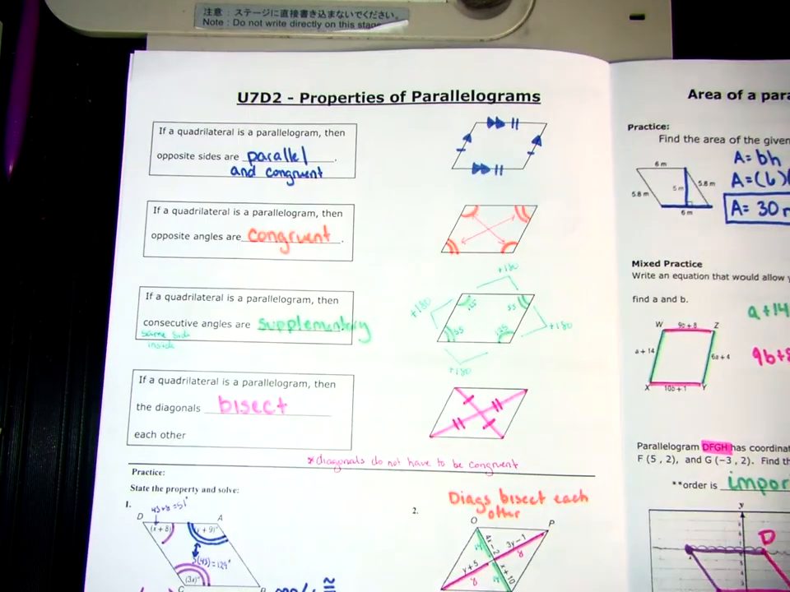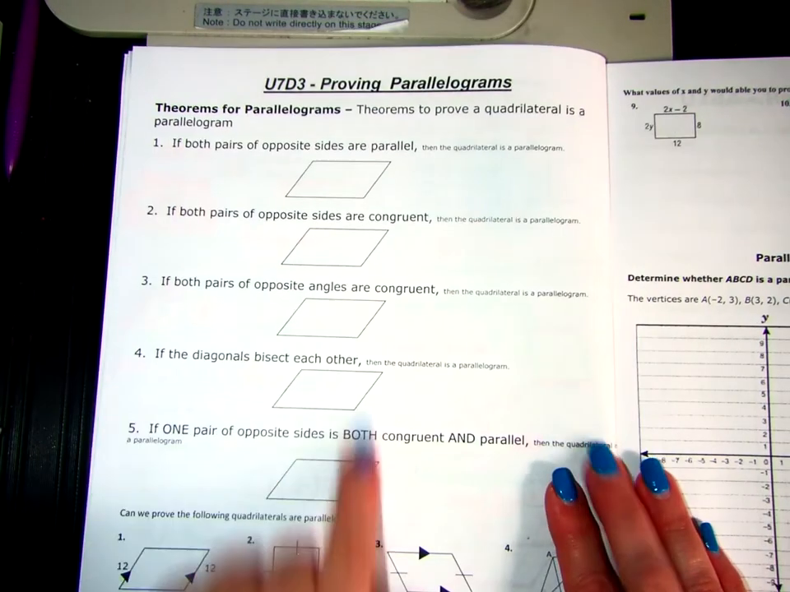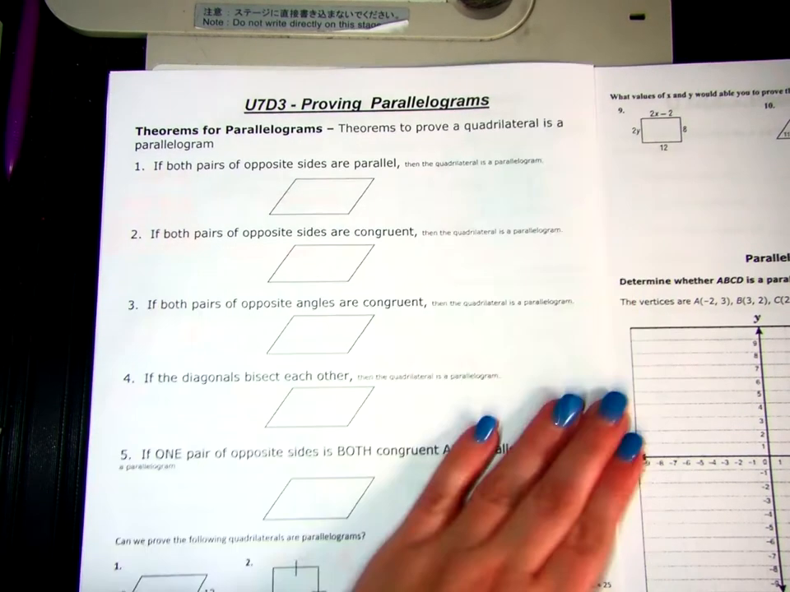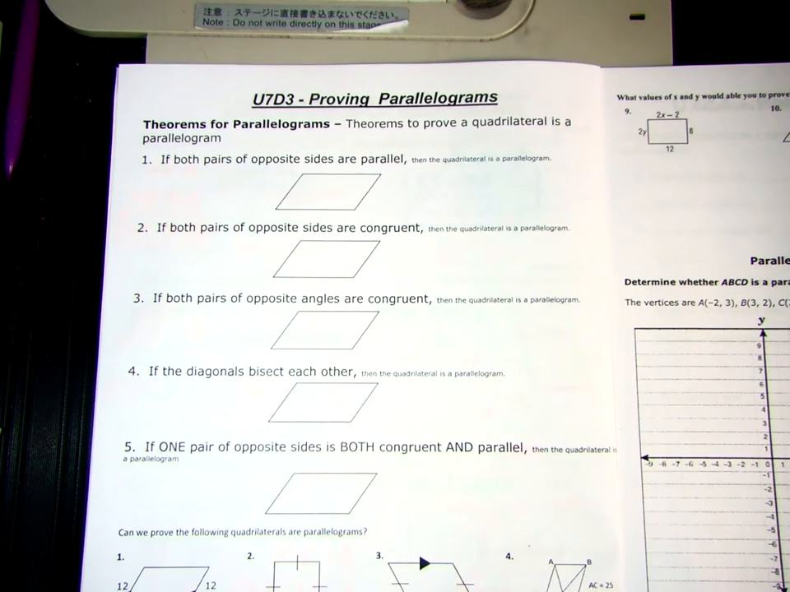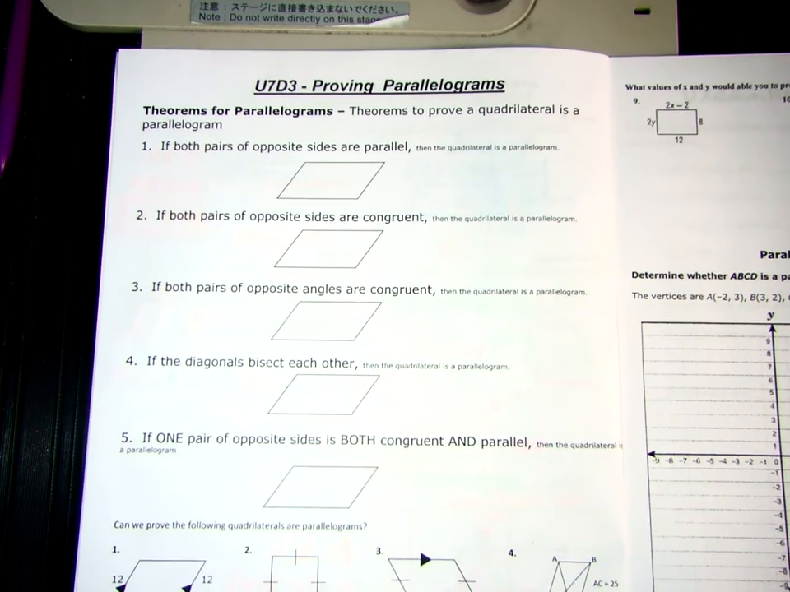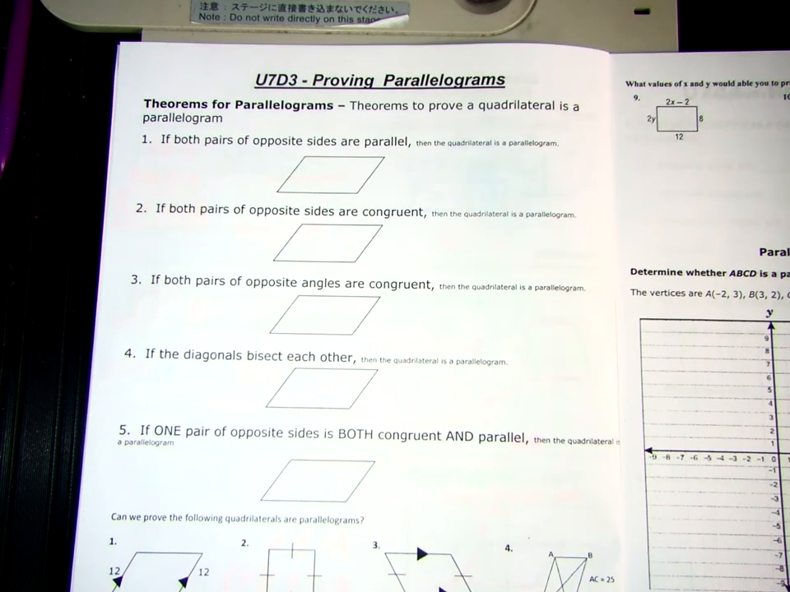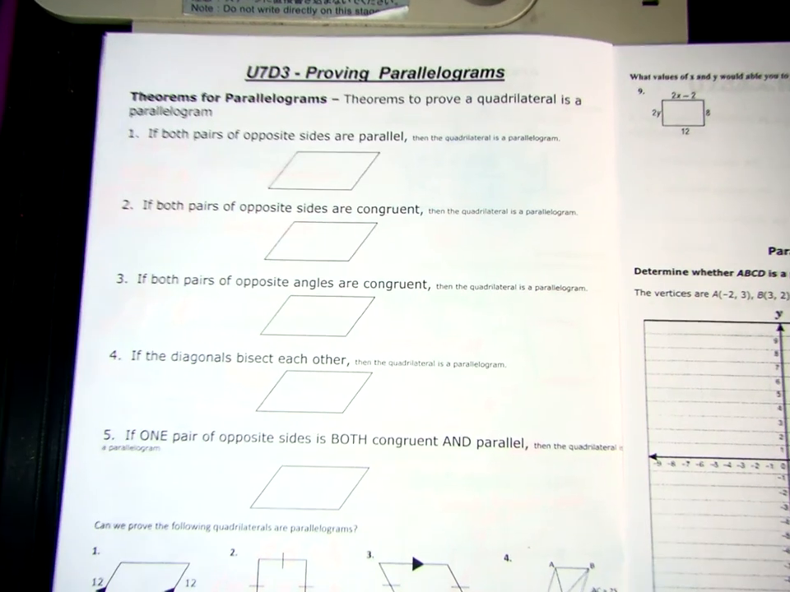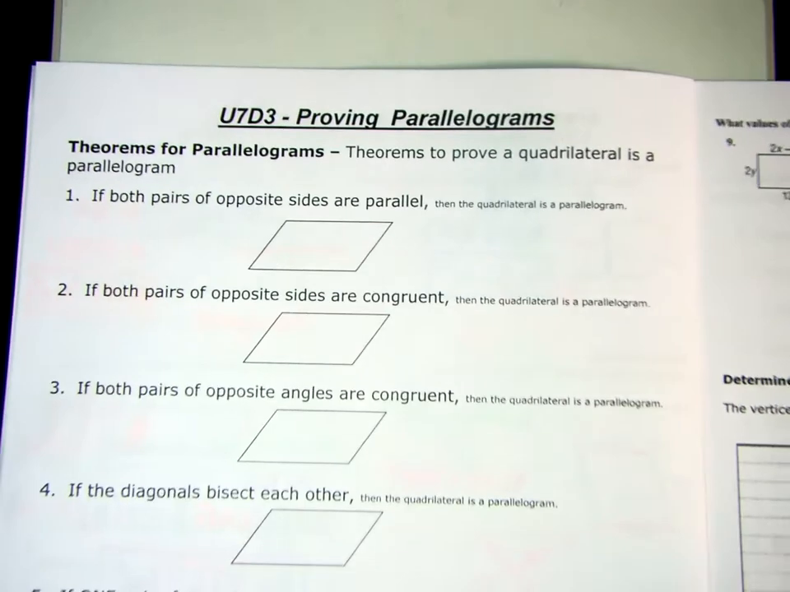Okay, so today we're going to give you a figure, but it's going to have some markings on it. They're not going to tell you this is a parallelogram. You're going to have to decide, is it? It looks like a parallelogram, but is it really? There are 5 theorems that we can use to show that a quadrilateral is a parallelogram. We're going to go through those 5, and then we're going to apply them.